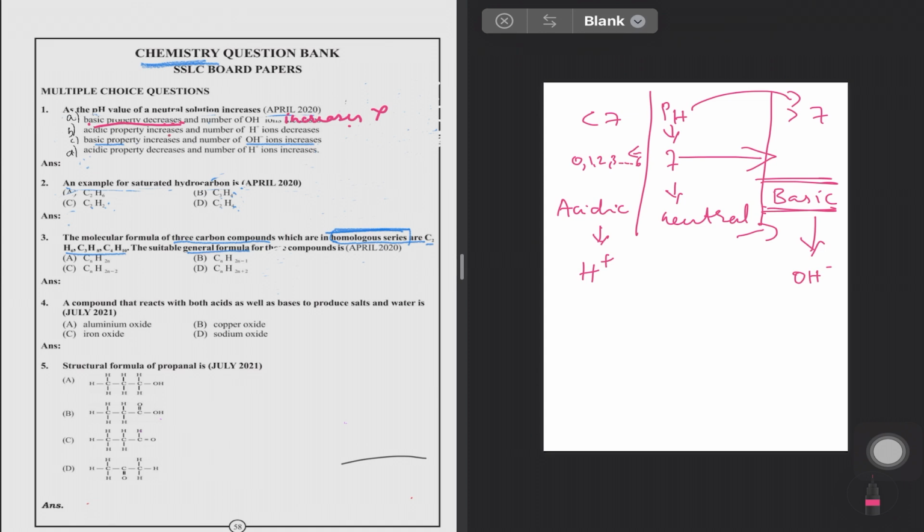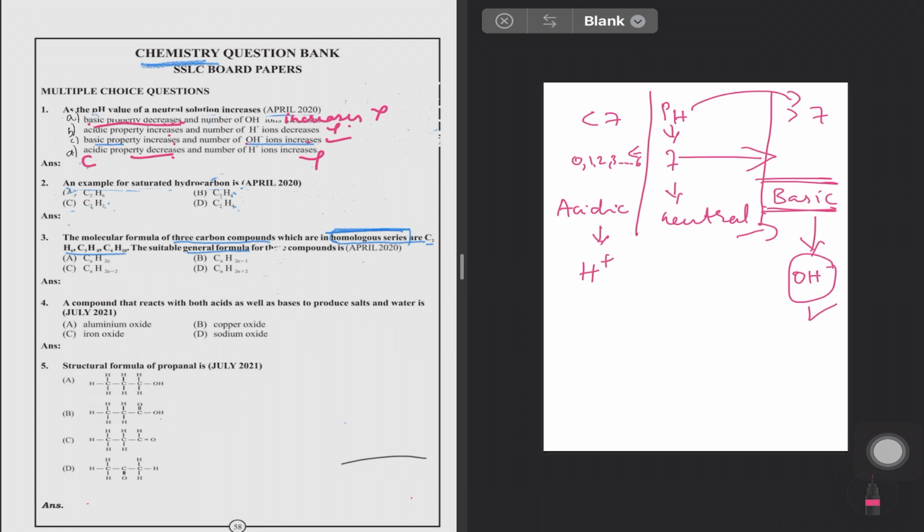Option B, acidic property increases. Is acidic property increasing? No. Option C, basic property increases and the number of OH minus ions increases. Yes, number of OH minus ions is increasing as well as basic property also is increasing. Option D, acidic property decreases. Yes, that's true. Number of H plus ions increases. No. Hence, the correct answer is option C.